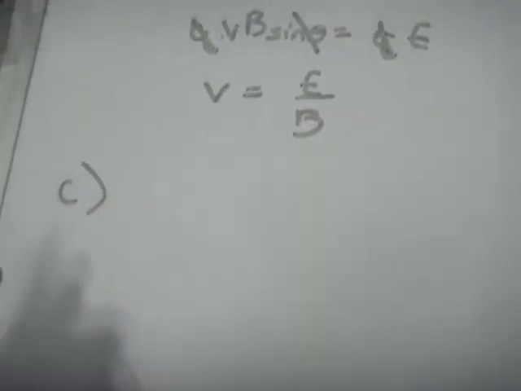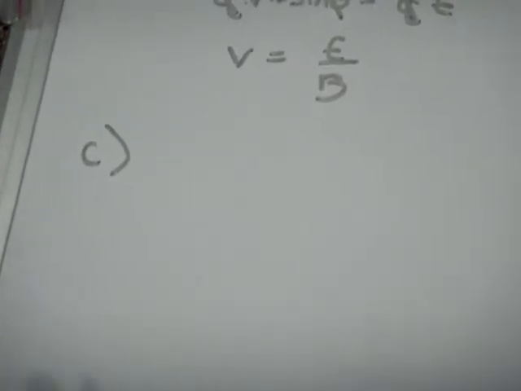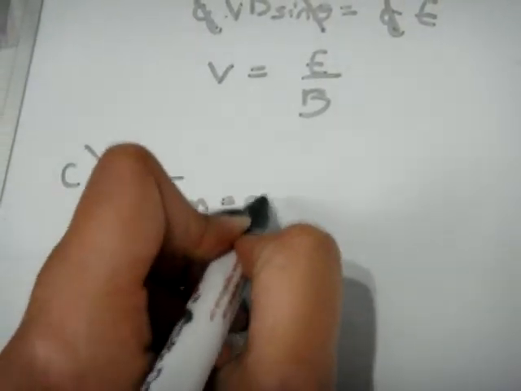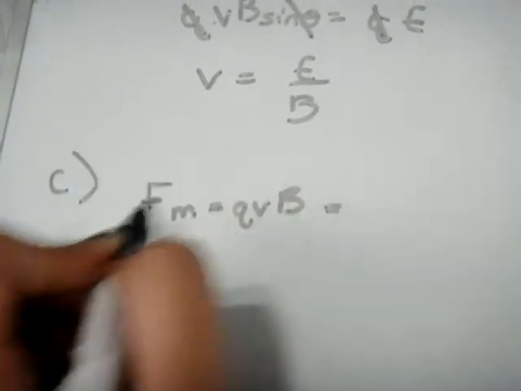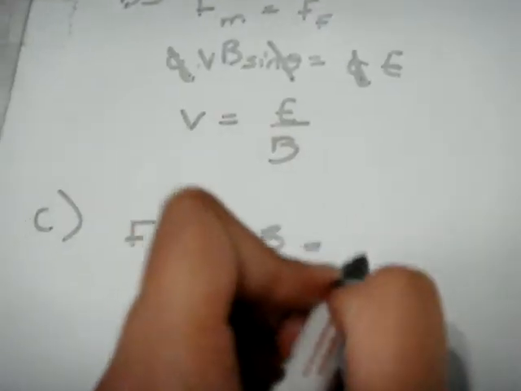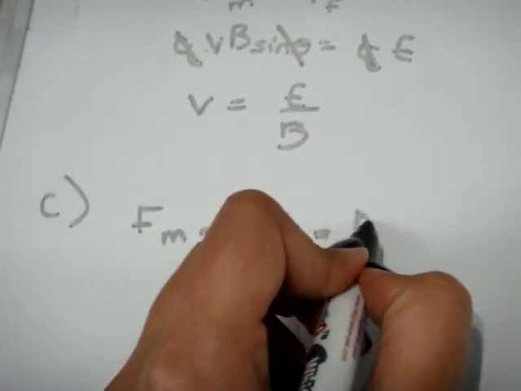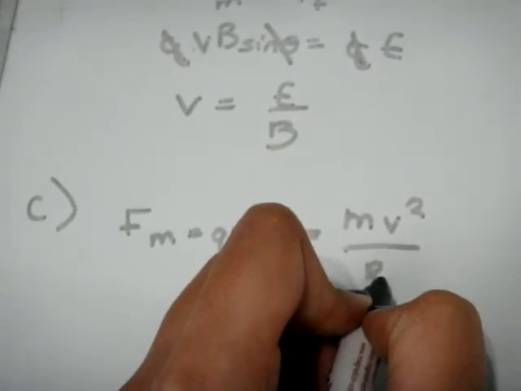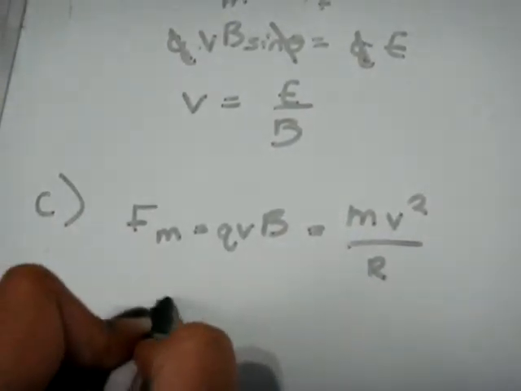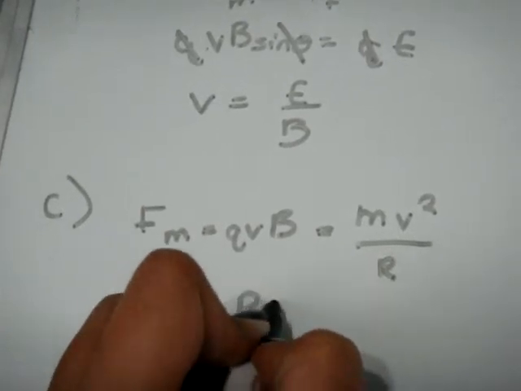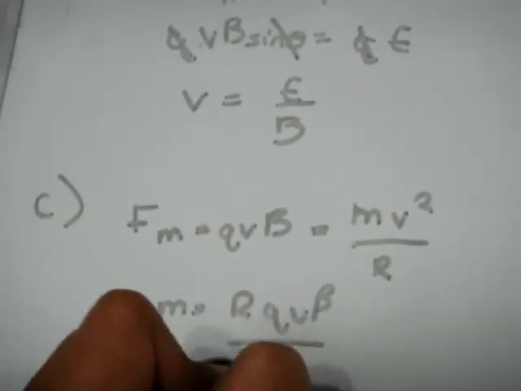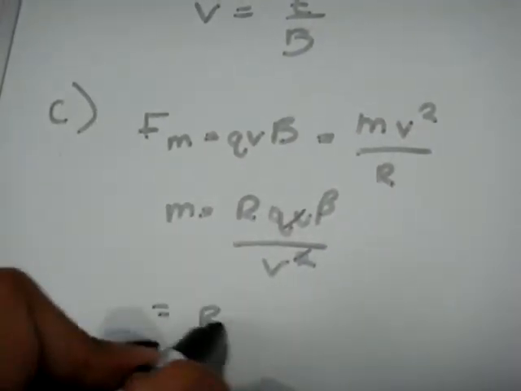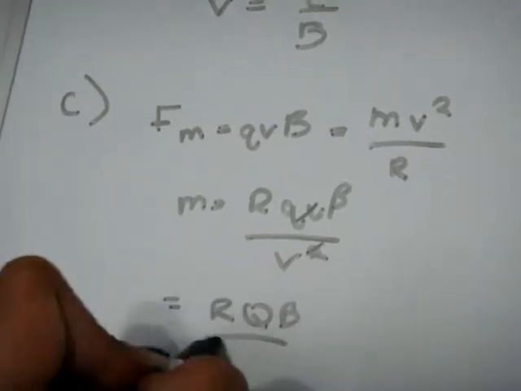Okay, C. The mass m of the charged particles. Okay, so we know that the force of the magnetic field is qvB. Now, this magnetic force is the centripetal force. So we can say the centripetal force is mv squared over r. So now basically all we have to do is solve for m. So we have m equals r q v B over v squared. Then one of the v's will cancel, so we'll have r q B over v.